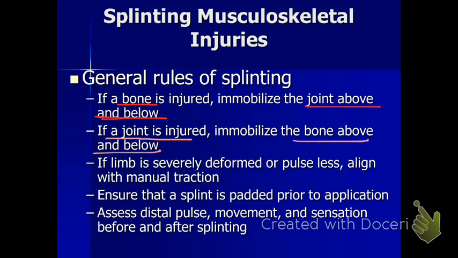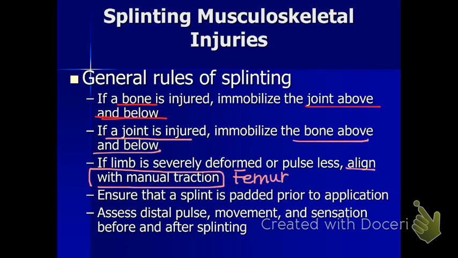If a limb is severely deformed or pulseless, then we're going to align it with manual traction. And this holds true for one injury in particular, and as you might remember, the compound fracture of the femur, where we actually have to apply a traction force through the foot in order to reduce the contractile properties of the quadriceps. And so again, this is the only time that we align with manual traction is when we do have a compound fracture of the femur.